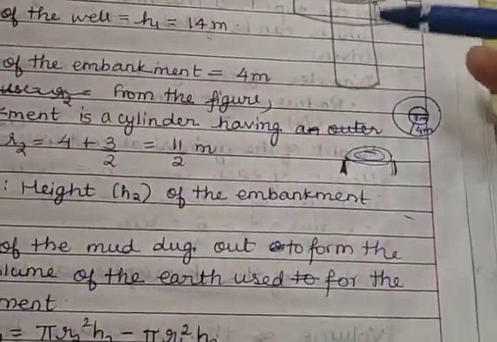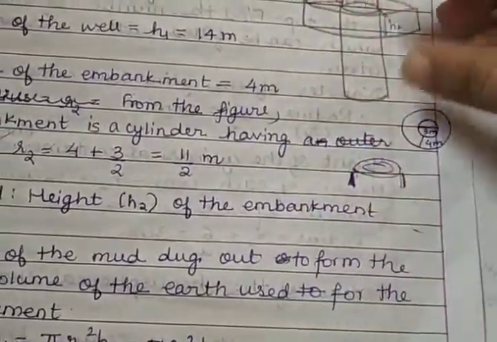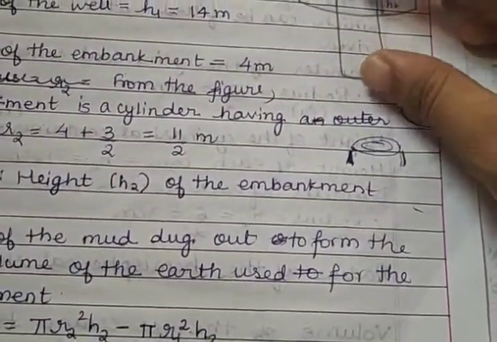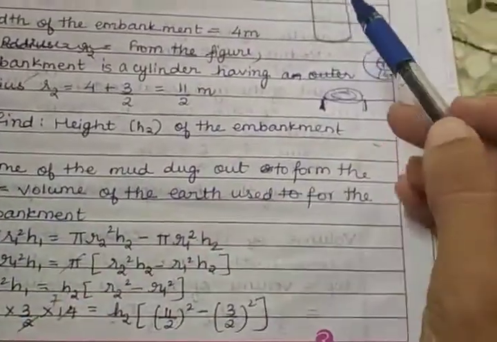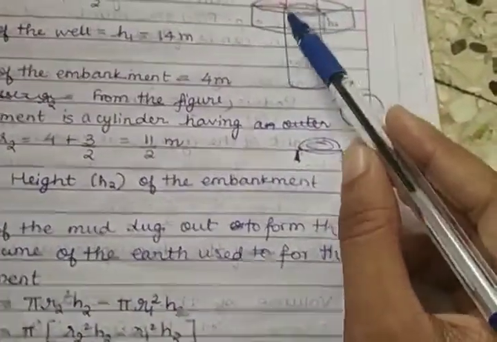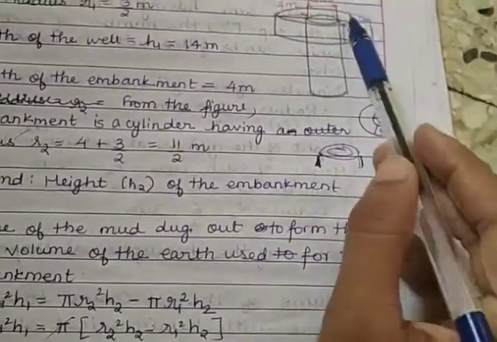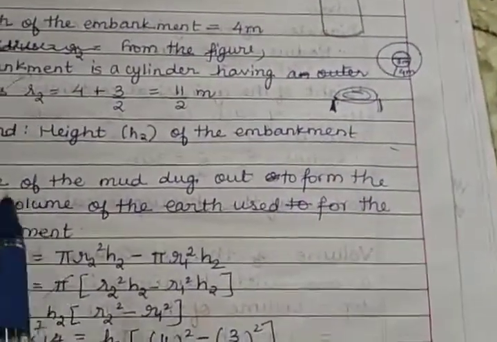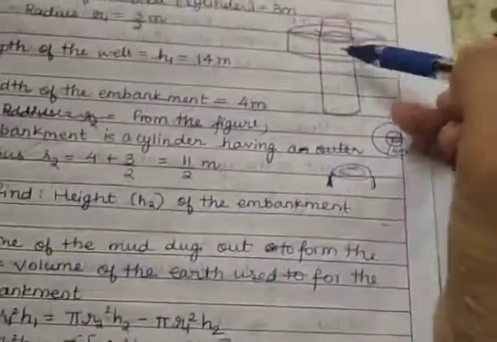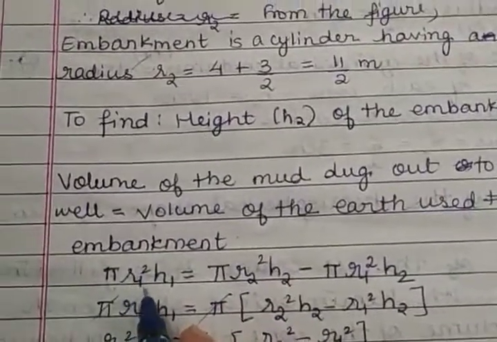Now whatever soil has been dug out from this is formed into this circular ring. So the volume of the mud dug out from the well will be equal to the volume of the earth used for the embankment. Earth is nothing but the soil. So what is the formula for the mud dug out? It will be the volume of the cylinder, which is pi R1 square H1.